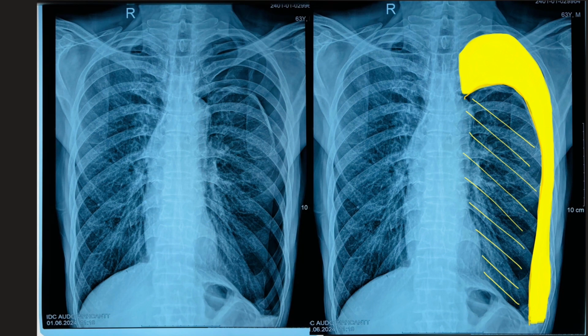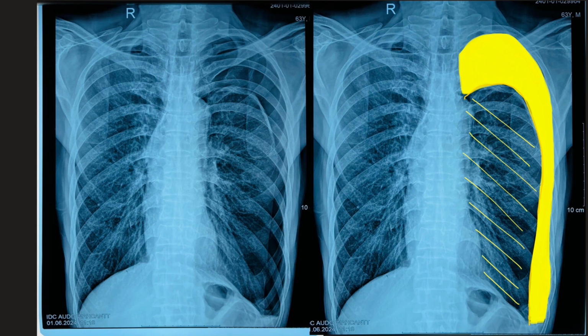And then you can see that there are many areas of opacities, or more like patchy consolidation and haziness. This is due to bronchitis. The bronchioles, the bronchi, all of them are full of mucus. There is mucus plugging, especially over here, and there is inflammation as well. That is why no clear lung field can be seen.